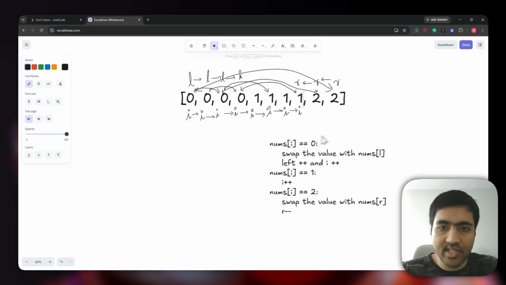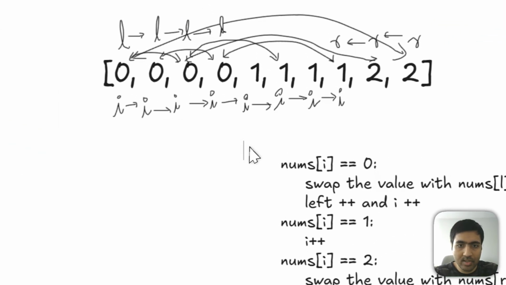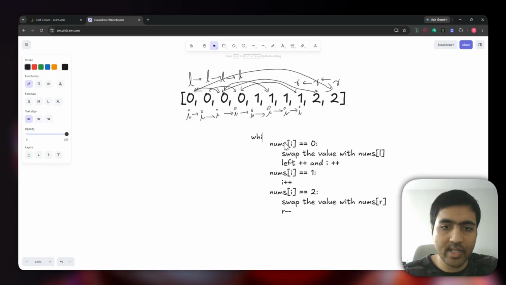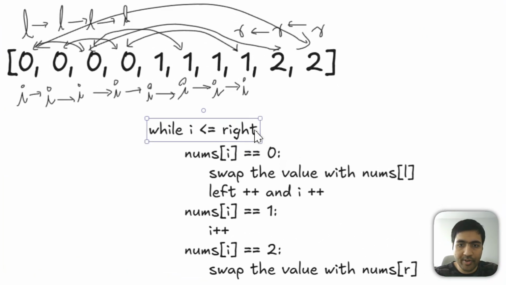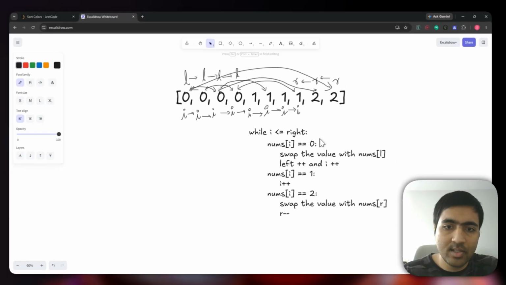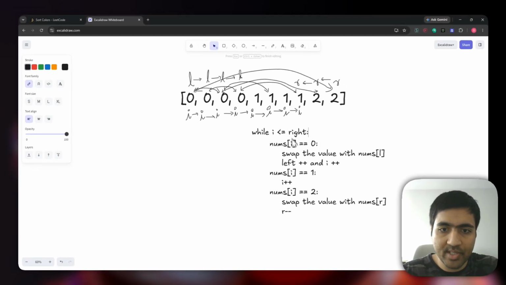Now the ending condition is when I and R are equal. As you see now they are equal, we need to check that. Let me write that condition down. We need to iterate the entire loop inside the while loop. When I is less than or equal to right pointer, just writing it as here, we have to break the loop. So I equals to R pointer, they are pointing.